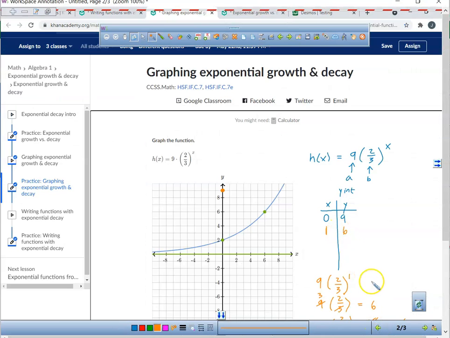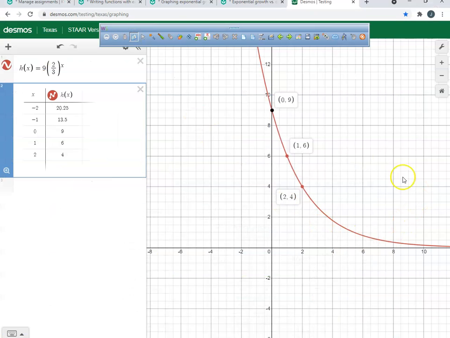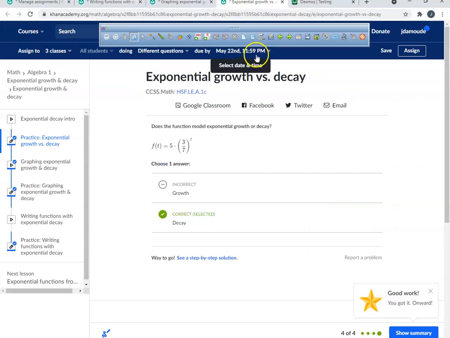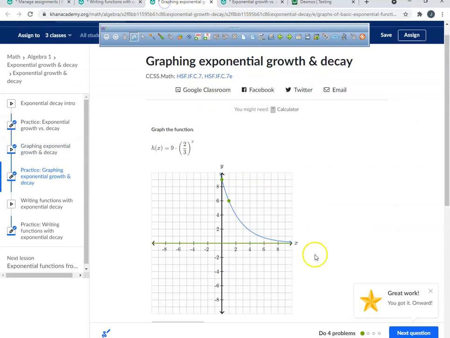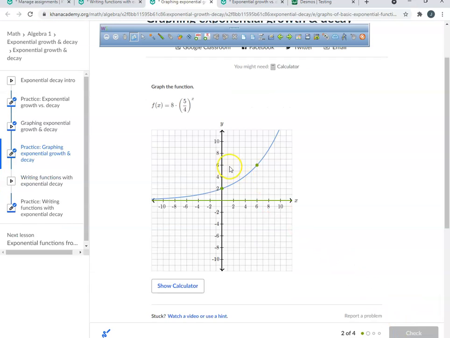Okay, that's going to be your y-intercept. Okay, so I'm going to go over and do the next one. Oh, wrong one. Graph. There we go. Hey, what's my y-intercept? I think it's at an 8. You're right.